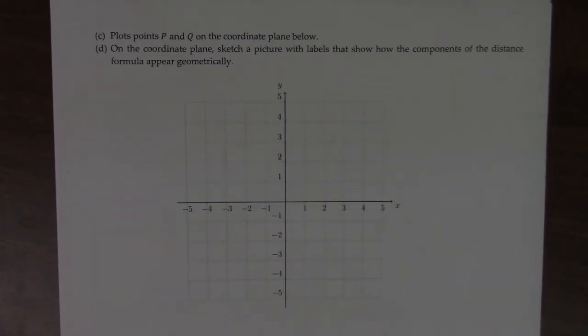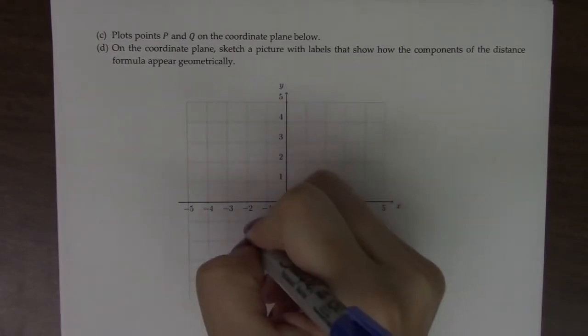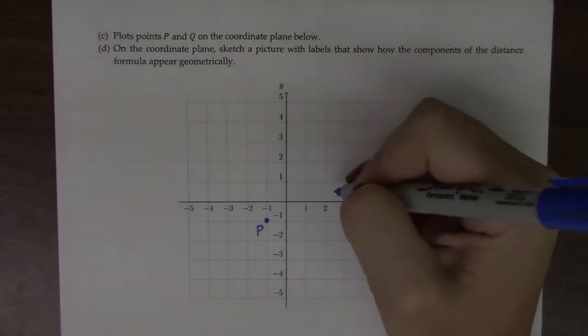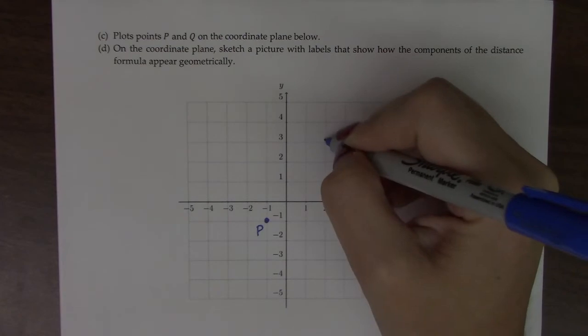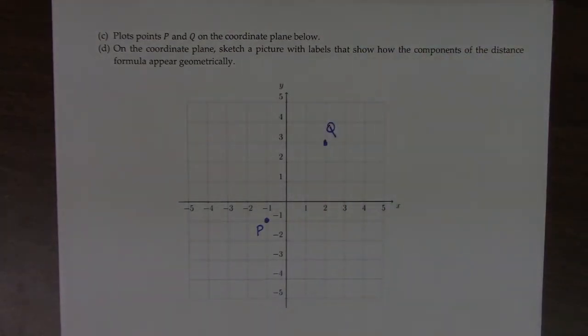Part C to this problem says, let's plot P and Q on the coordinate plane below. Point P was at -1, 1, and Q was at 2, 3. So we go to 2, up 3 places. So those are our points.